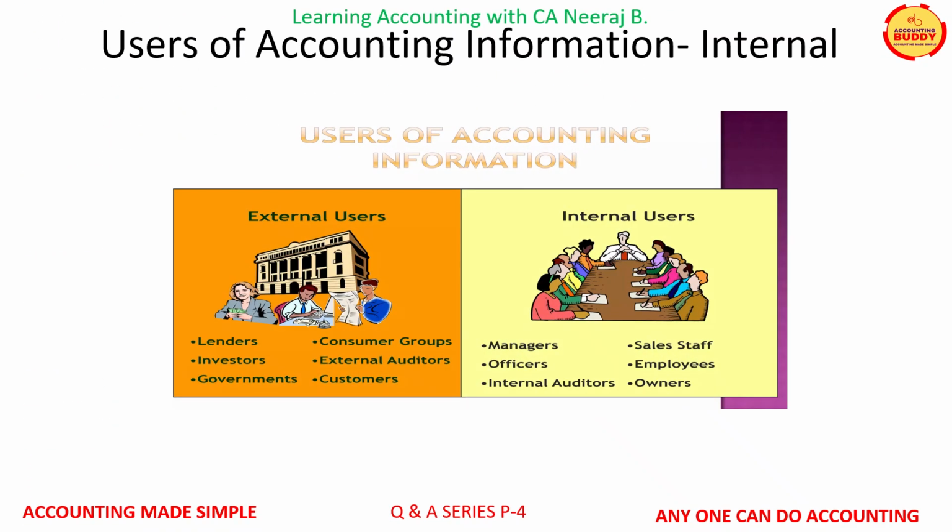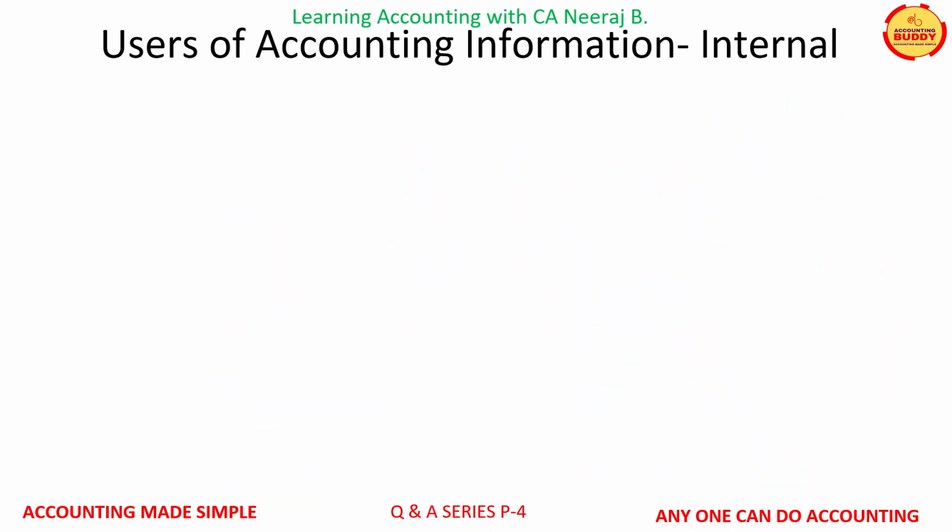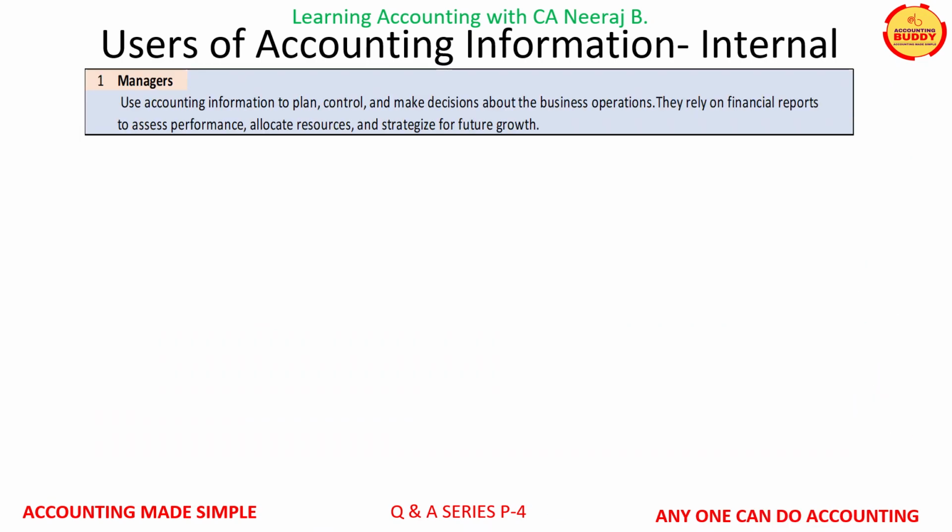In our previous slides, we learned about users or stakeholders of accounting information. Users of accounting information could be internal or external. Internal users work for the business or they own the business. Let us now learn more about various internal users and how accounting information is useful to them. First is managers. As managers of the key functions of a business, they use financial reports to plan, control, and improve business operations.